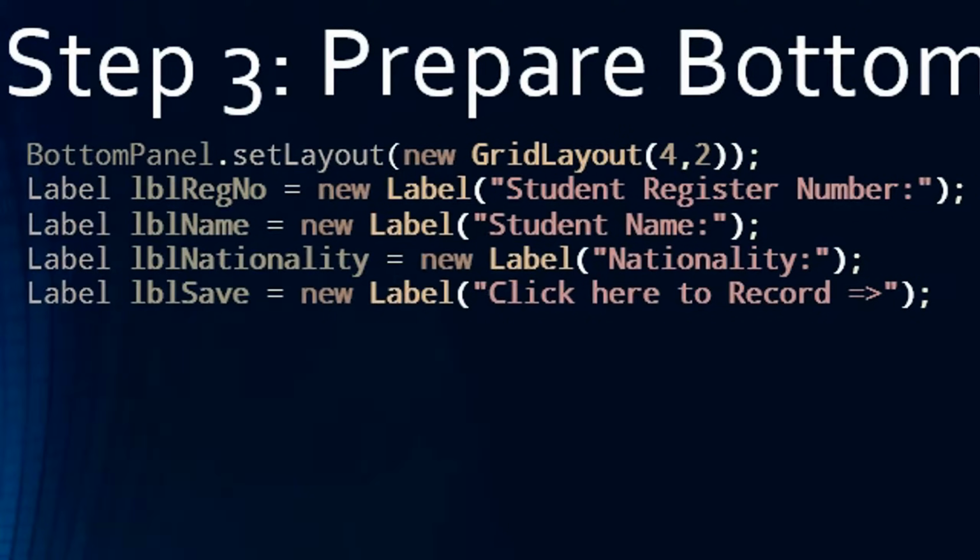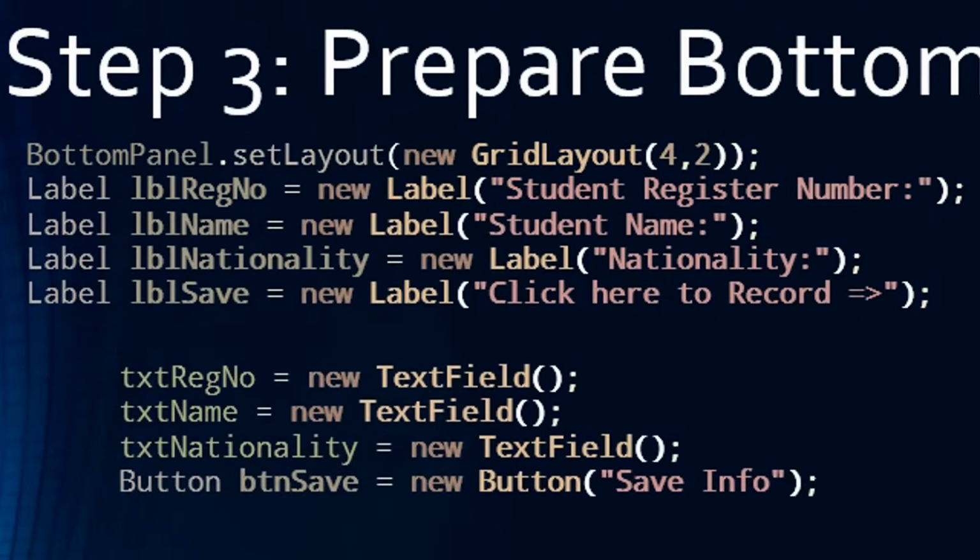So first we create 4 labels here. Next we create the user navigable items. We create a text field and we are storing that to txt region, txt name, txt nationality. And if you remember, these text fields are declared at class level because we need these text fields in the action listener of the button. So we declared them at class level. In the constructor, we are creating the text field and storing that in the reference. Then we are creating a button, save info.